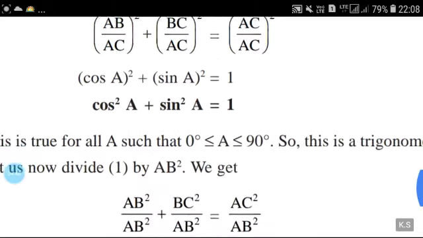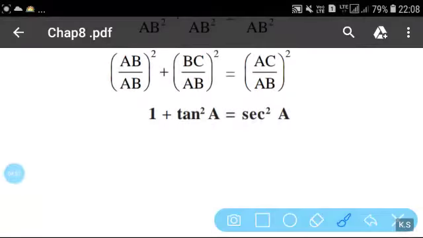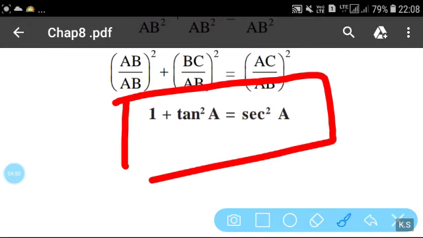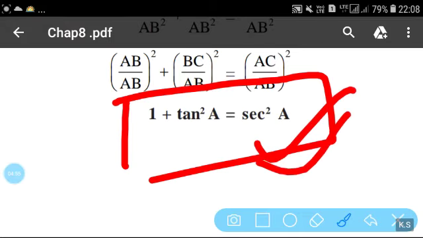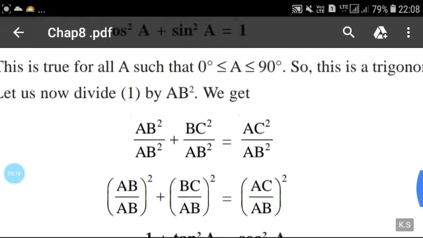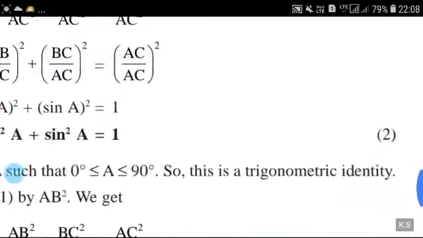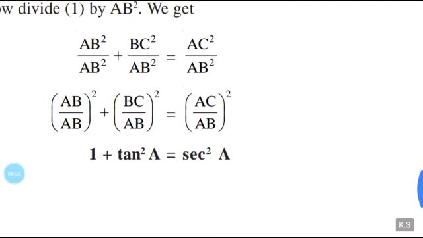Similarly, our next identity is 1 plus tan square A is equal to sec square A. See how this comes. In the previous one we divided all the terms by AC square. In this we will divide all the terms by AB square. So AB square by AB square plus BC square by AB square is equal to AC square by AB square. So AB by AB is 1, and from the figure BC by AB, we can write this.